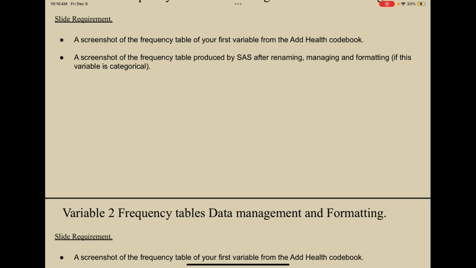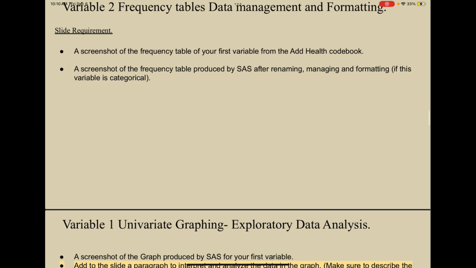Next will be our variable slides. So we are just taking our variables from the AdHealth codebook and putting them straight into SAS and making tables with them. If our data is categorical, we will need to format it and just explain and just show what we formatted basically. And this is the same thing for this slide. If it's categorical as well, same thing.